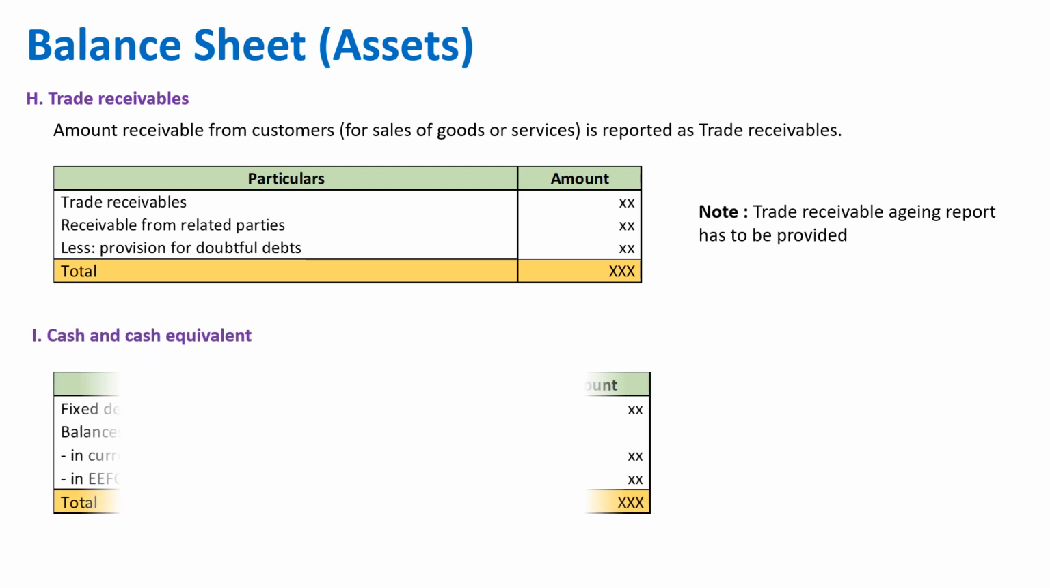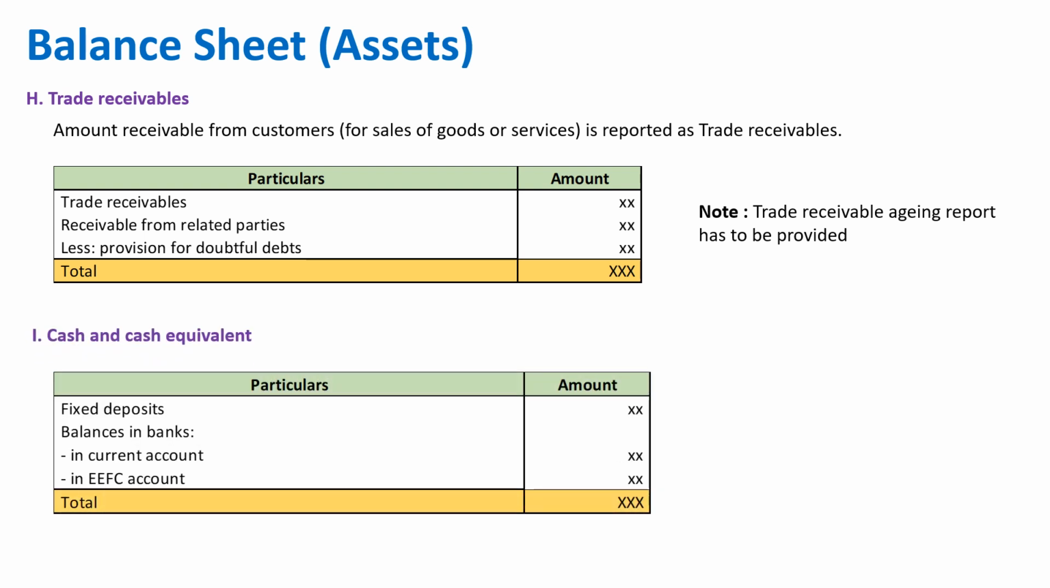The next one is cash and cash equivalents. Under cash and cash equivalents, it's mostly the liquid cash you have to report for the company. In the format you can see here, you will have to report fixed deposits, balances in banks, your current account, or EEFC account if you are holding any foreign currency cash balance.